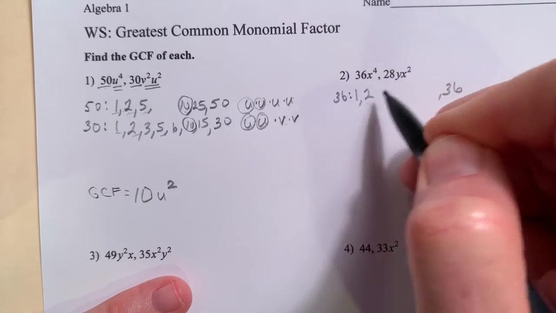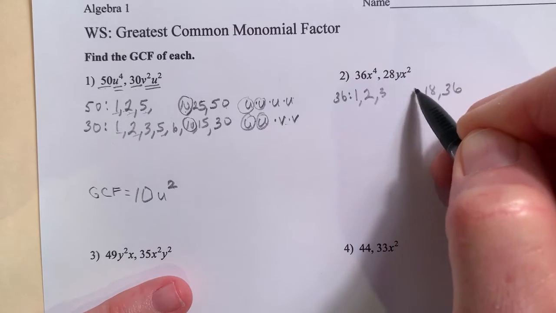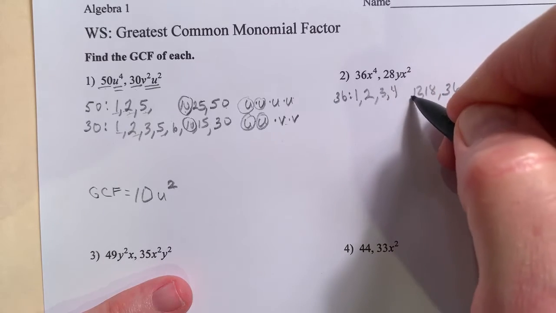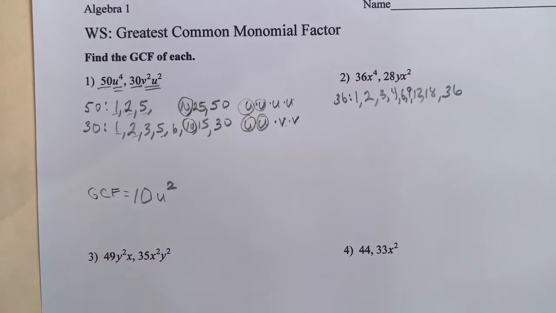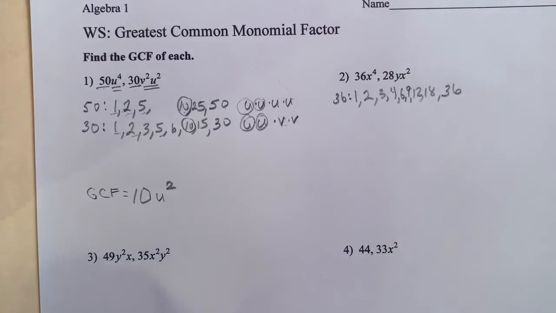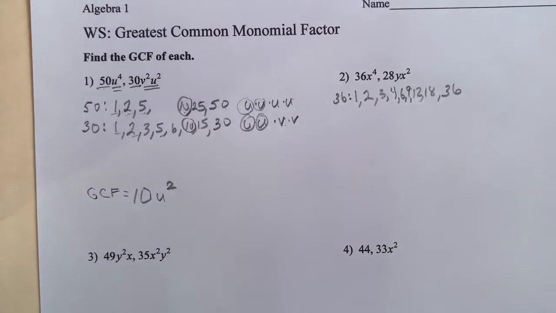So 2 and 18. I think maybe we're out of room. 3 and 12. 4 and 9. Oof. And then 6. I barely had enough room, so I got really lucky to do that. It's better to have more room over, like I did over here, because you don't want to scrunch them all together. You may have to erase and start over.